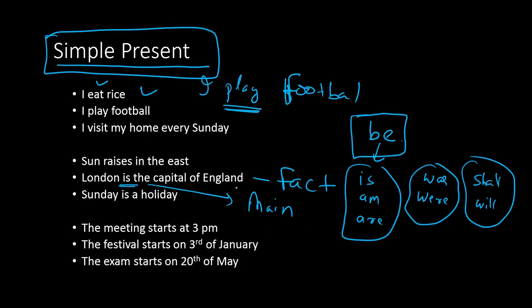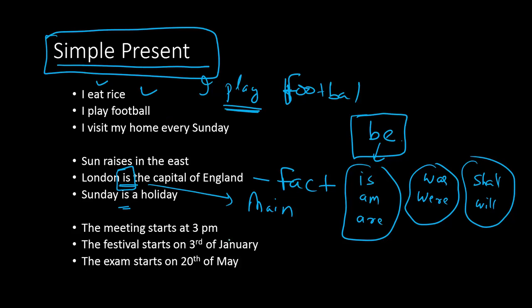So London is the capital of England. It is a simple present tense, and we are using "is" as the main verb. Sunday is a holiday. Similarly, the way we have written, London is the capital of England, Sunday is a holiday, is also a fact. And "is" is the main verb. And what is the form? It is the first form, right? The first form of be. That's why it's a simple present tense.